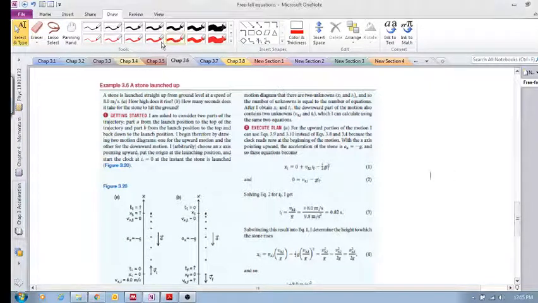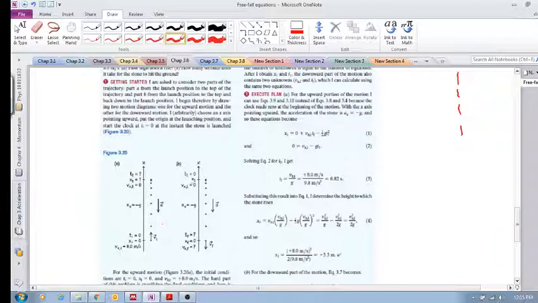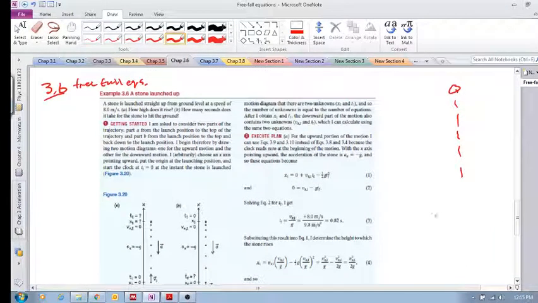So we are still in chapter 3.6, which is on free fall equations. And so free fall, we know, is if you've got a ball, an object or a ball, and you just drop it down, okay? But this problem is actually a projectile motion problem, right? Projectile motion, we throw it up and it comes down.